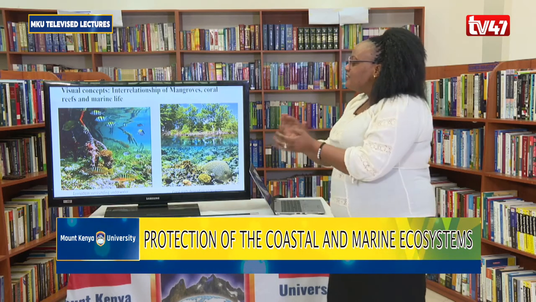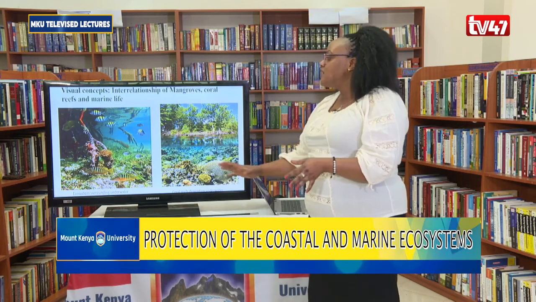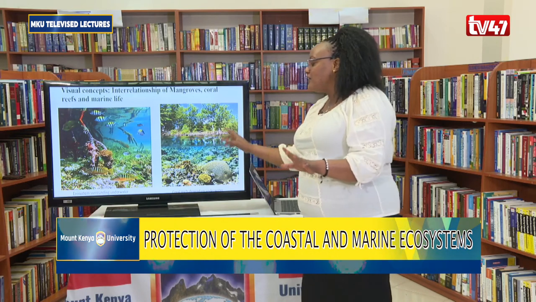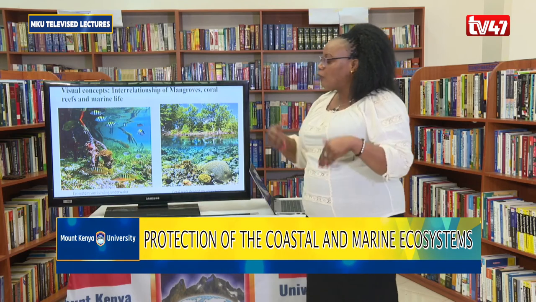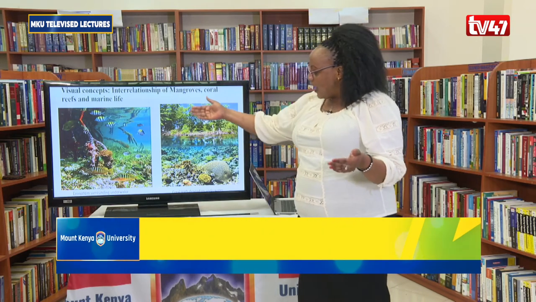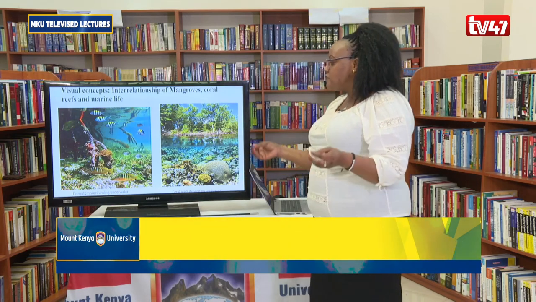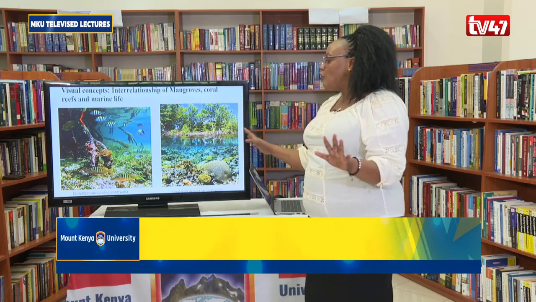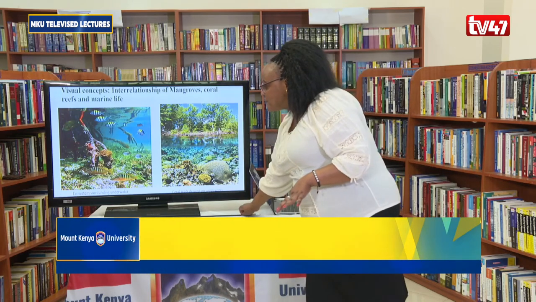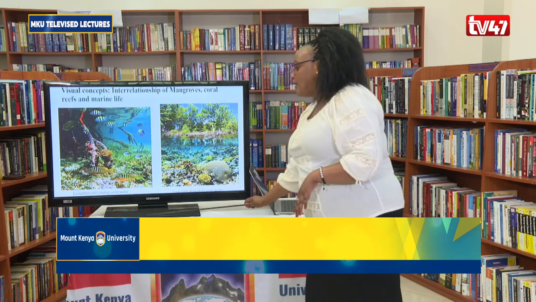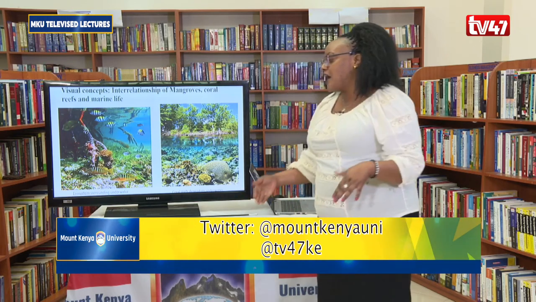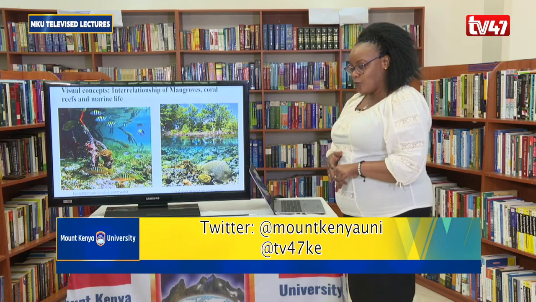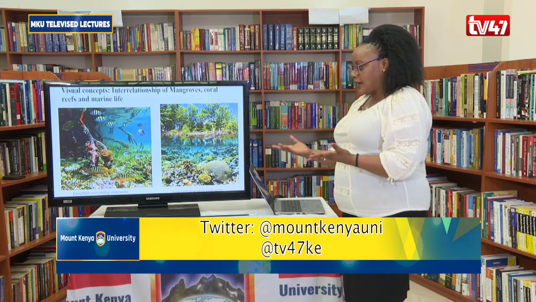That interrelationship of the mangroves and the coral reefs together with the marine life, because of the fishes which are normally found at the deep seas, still benefit from the mangrove roots and the coral reefs. We also have the sea grasses there. All these are interrelating. And remember, these are ecosystems surrounding the water, underwater.